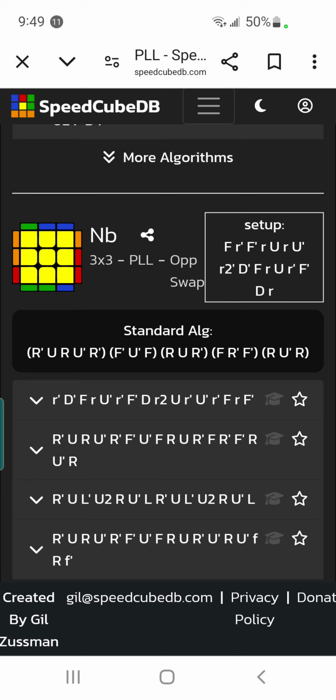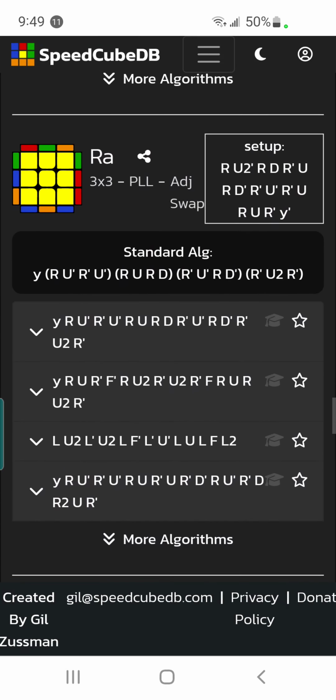Alright, now for the RA perm, which is the case that I sometimes get mostly. So for the first one, ignore the Y move. We're just focusing on the normal moves. So R, U prime, R prime, U, R, U, R, D, R prime, U, R, D prime, R prime, U2, R prime.